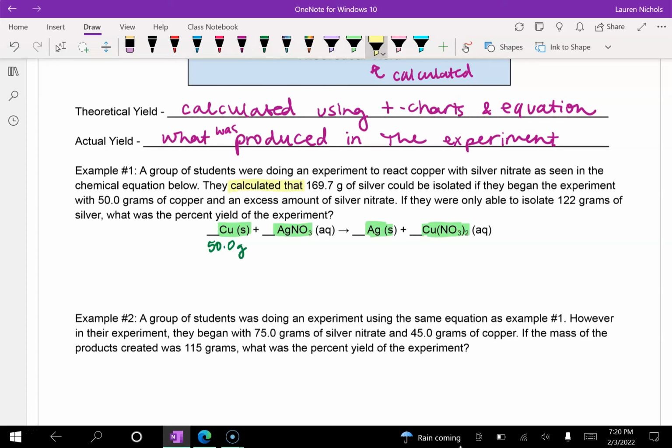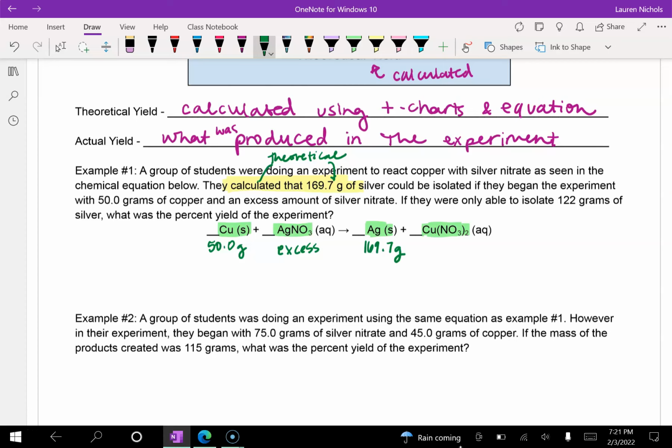Now that's a key word. If this number is calculated, that means they're telling you the theoretical yield. Theoretical yield is what's calculated. So this is our theoretical yield of silver. So they're saying we should be able to produce 169.7 grams of silver if they began the experiment with 50 grams of copper and an excess amount of silver nitrate. So that means you have so much, you don't have to worry about it.